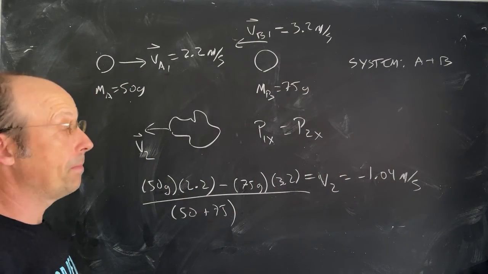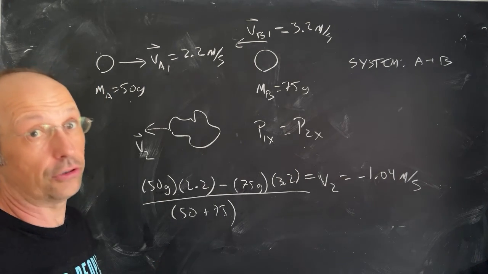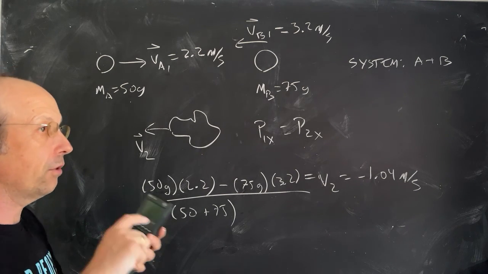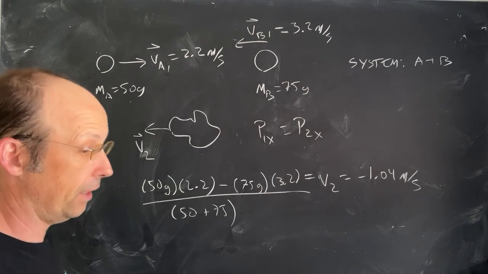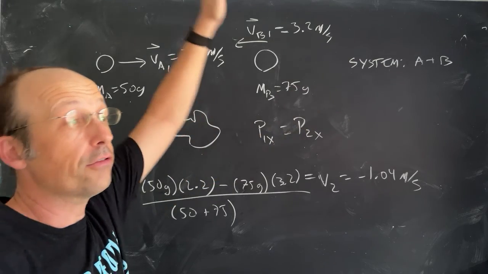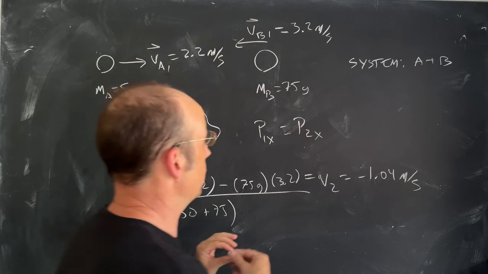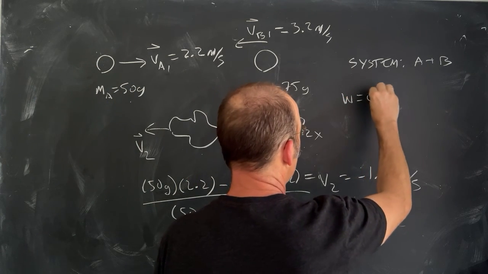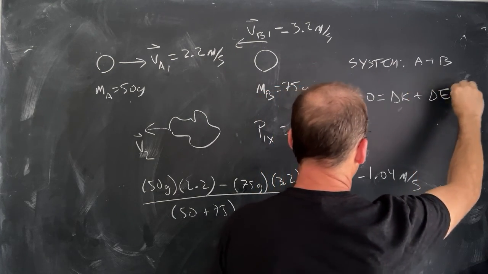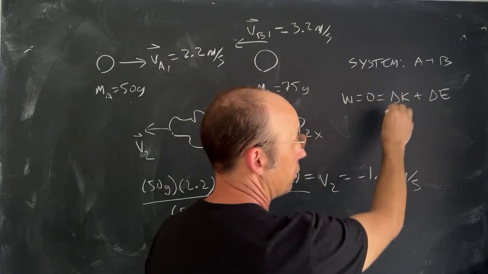Okay, now let's calculate the change in internal energy for the clay. That could be thermal energy, we can include sound, we can include deformation energy, all those kinds of things. So if I again include the system of A plus B, there's no work done on the system, right? Because there are no external forces. So work equals 0, but that's going to be the change in kinetic energy plus the change in, let's just say, generic energy, and that's what we want to find. So the change in energy is going to be negative the change in kinetic energy.